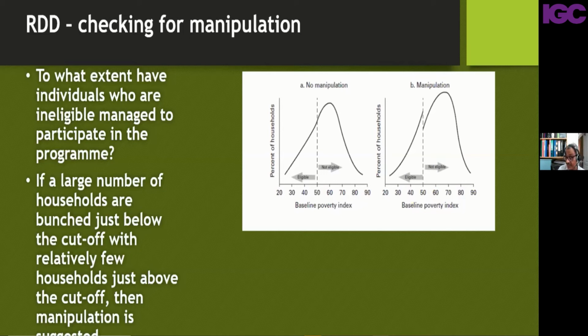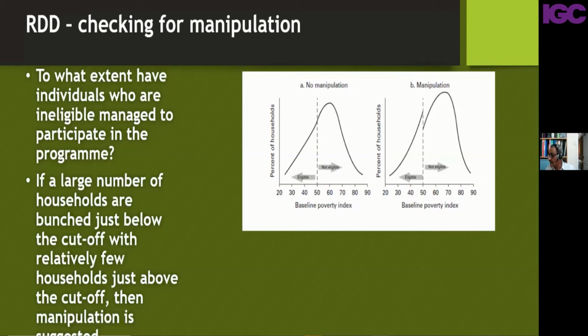Now, what you can generally do is to construct a distribution of households across any indicator like the poverty index. So here in figure A, you find a distribution of the households. It shows the baseline poverty index on the x-axis, and on the y-axis you have the percent of households. So this is just a distribution of households across the whole data set.